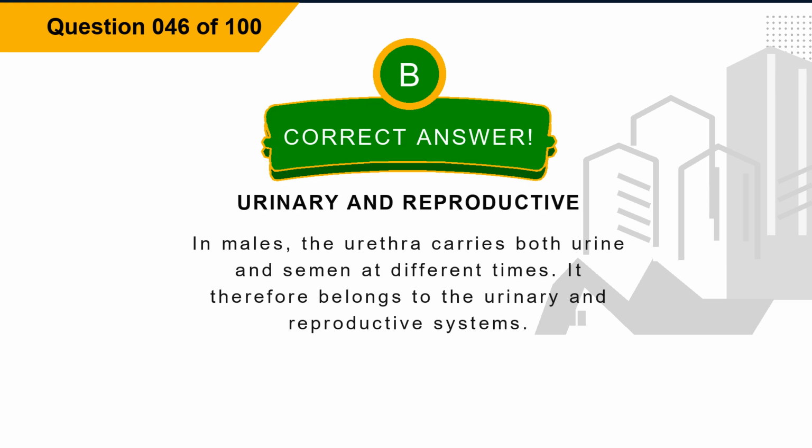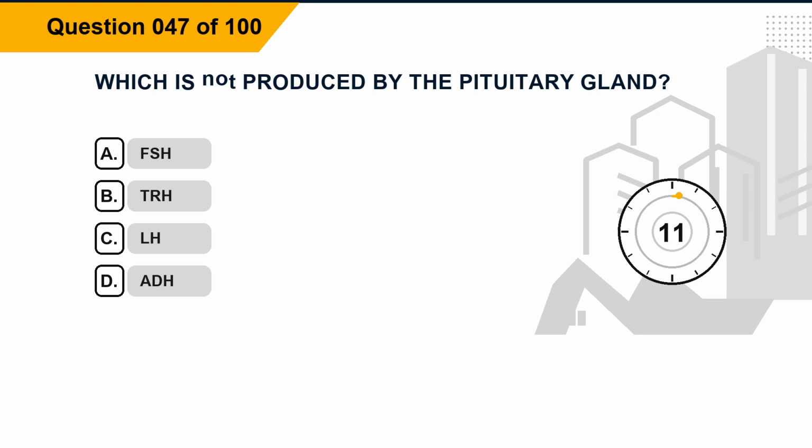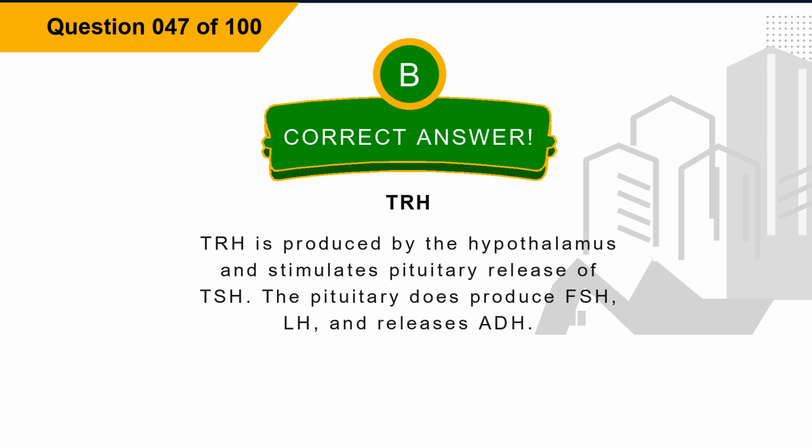Urinary and reproductive. Explanation. In males, the urethra carries both urine and semen at different times. It therefore belongs to the urinary and reproductive systems. Question 47. Which is not produced by the pituitary gland? Option A. FSH. Option B. TRH. Option C. LH. Option D. ADH. The correct answer is option B. TRH. Explanation. TRH is produced by the hypothalamus and stimulates pituitary release of TSH. The pituitary does produce FSH, LH, and releases ADH.